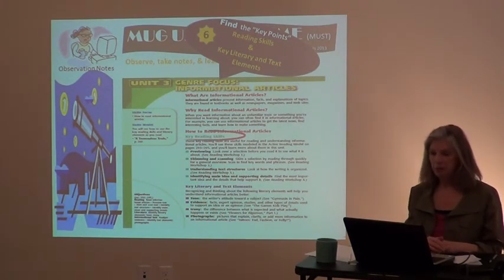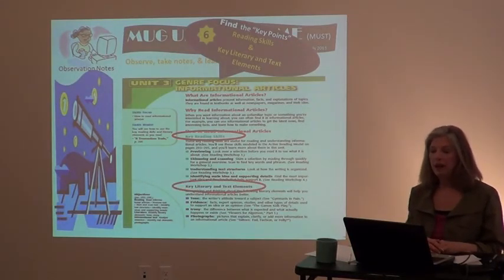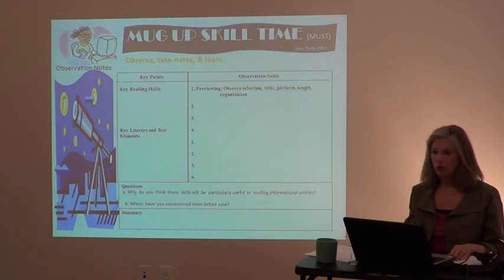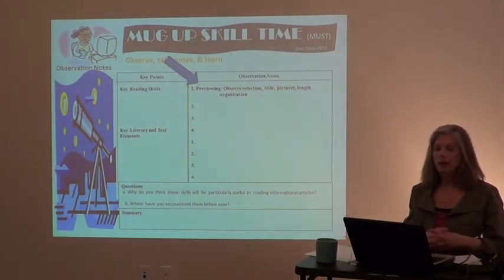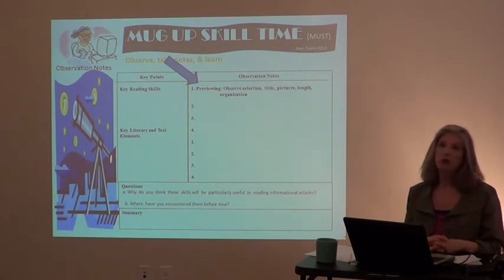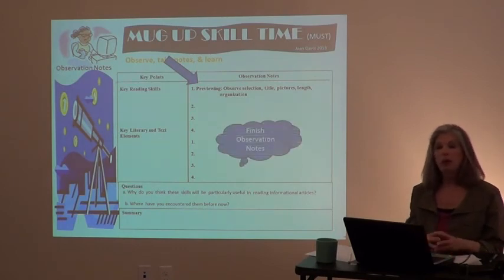You will find reading skills. Underneath reading skills, there are 4 points that you need to summarize and put into your notes. Then, under key literary and text elements, there are 4 points there that you need to read over, summarize, and add to your notes. So at this point, you are gathering the information, the 4 reading skills. Make sure you put it into your own words. This assures that you understand the information you are reading. At this point, I want you to finish your observation notes.